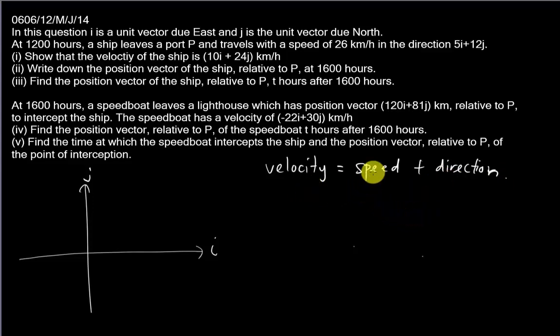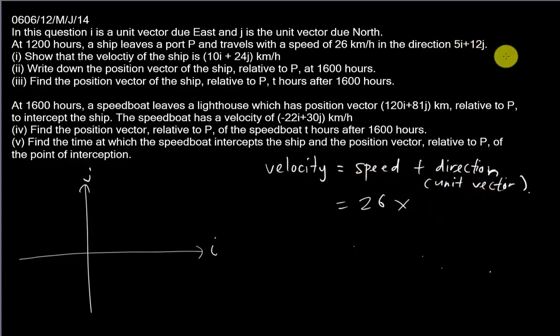So in this case, we have the speed and we have the direction. This is what you need to do if you want to use a formula. Speed is 26, and then you need to multiply by the direction. You have to multiply by the unit vector of the direction. So if you have the speed and direction, just remember to multiply the speed by the unit vector of the direction.